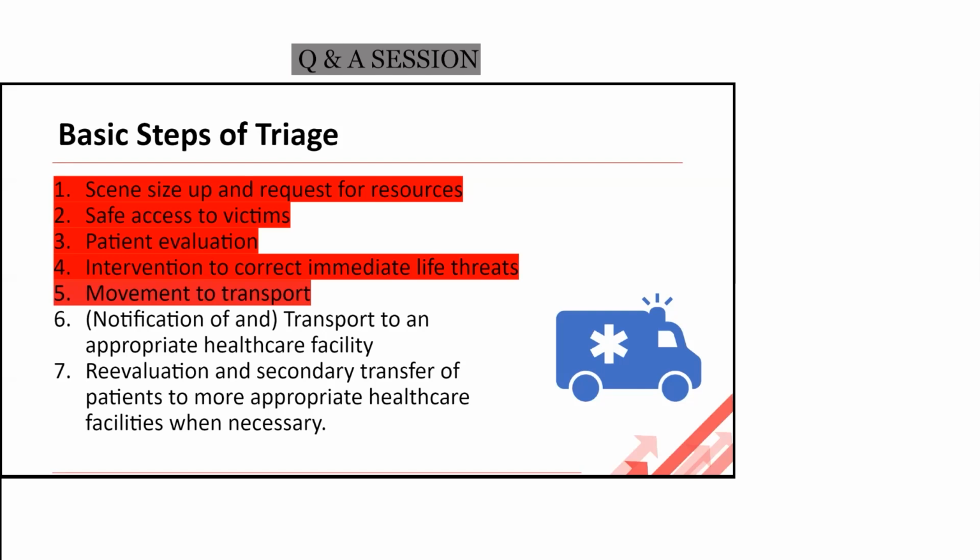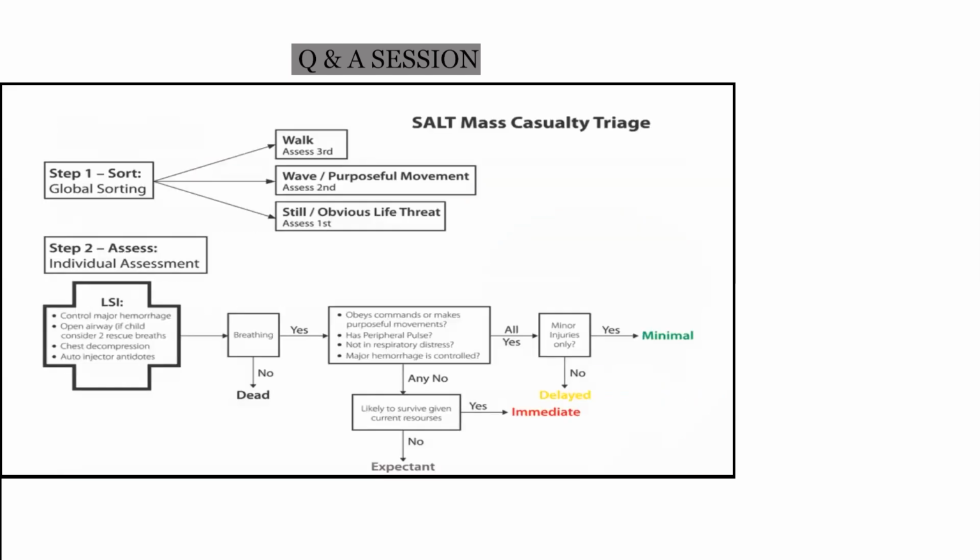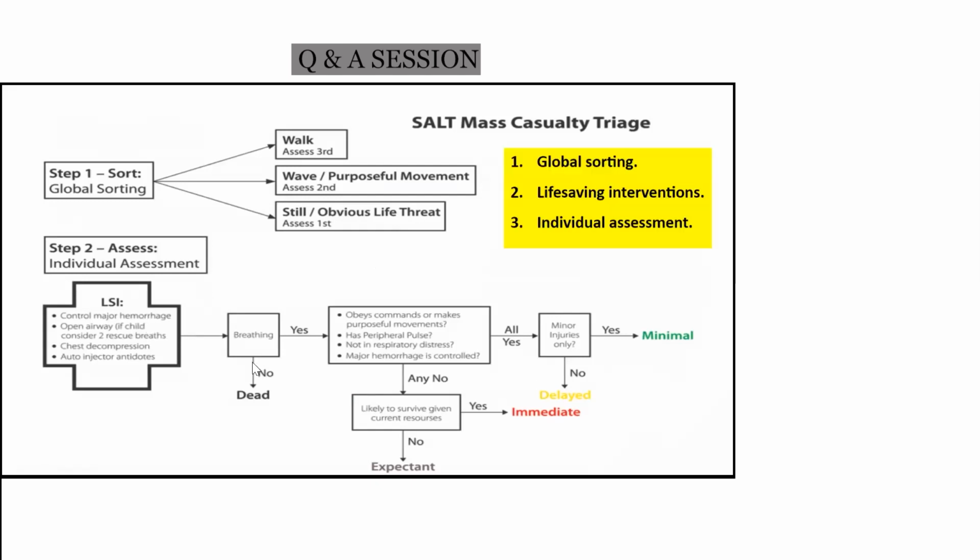The validated triage tool that we currently are using and should be migrating to is the SALT Triage, okay? Where's the slide on SALT Triage? Yes, there we go. So your SALT Triage again: global sorting, life-saving interventions, individual assessment. So just think about it that way. There are three main processes: global sorting, life-saving interventions, individual assessments. All right. Cool.